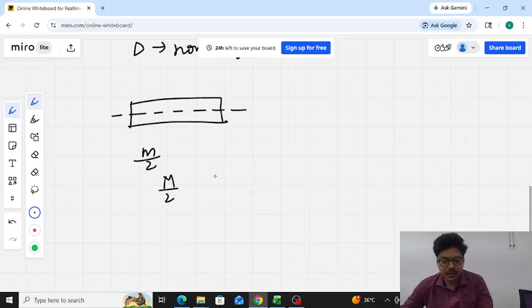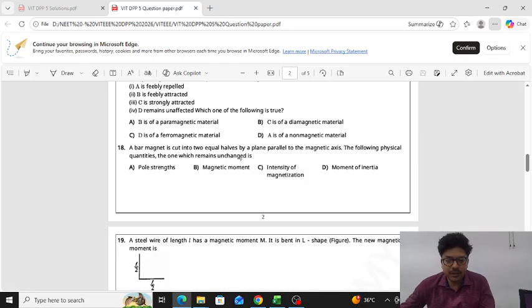And the moment of inertia will also change, because the mass will change. The one that remains unchanged is the intensity of magnetization, because the intensity of magnetization depends only on the material. So the intensity of magnetization does not change. Option C is the correct answer.